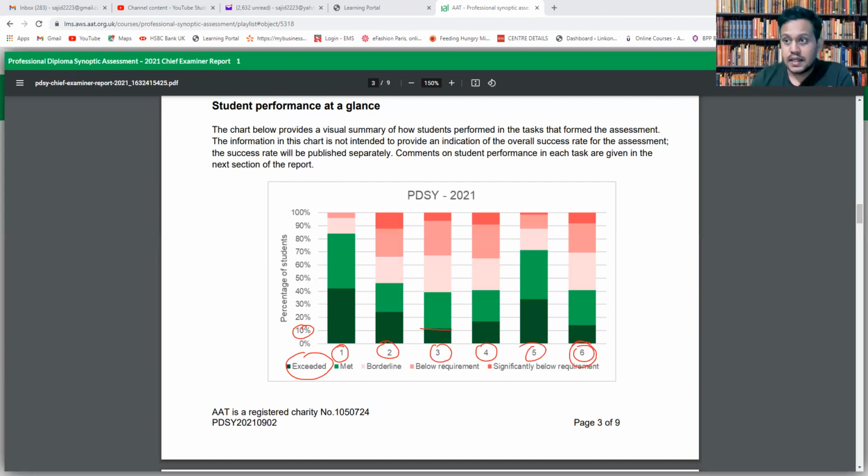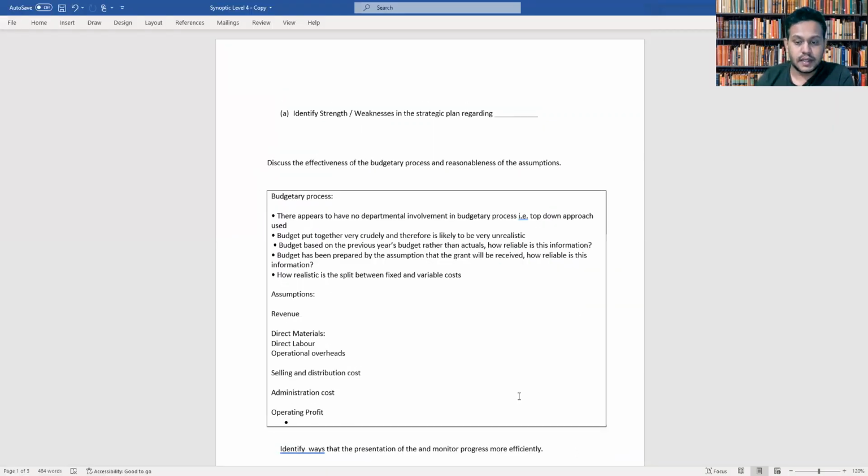So let's see some questions that are normally tested in the exam. Let's have a look at what type of questions come for this task. We can see here from the beginning, let's say, for example, if a question asks you to identify the strength or the weakness in the strategic plan. If the question asks you about the strategic plan, what will be your answer?